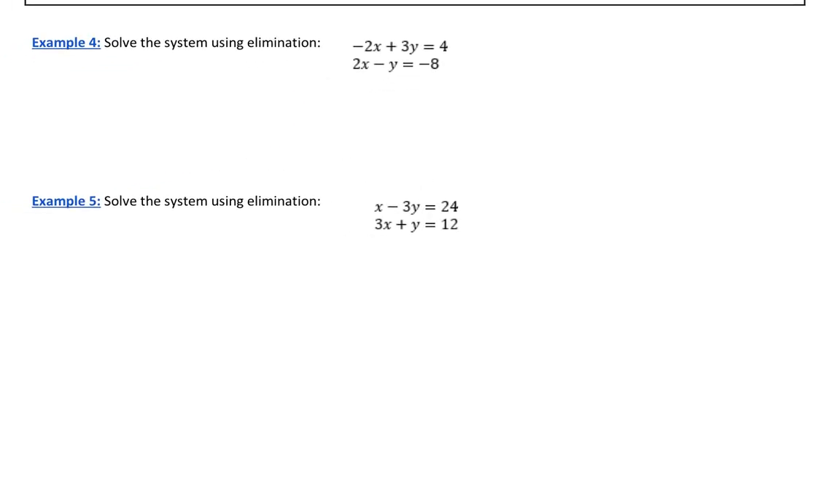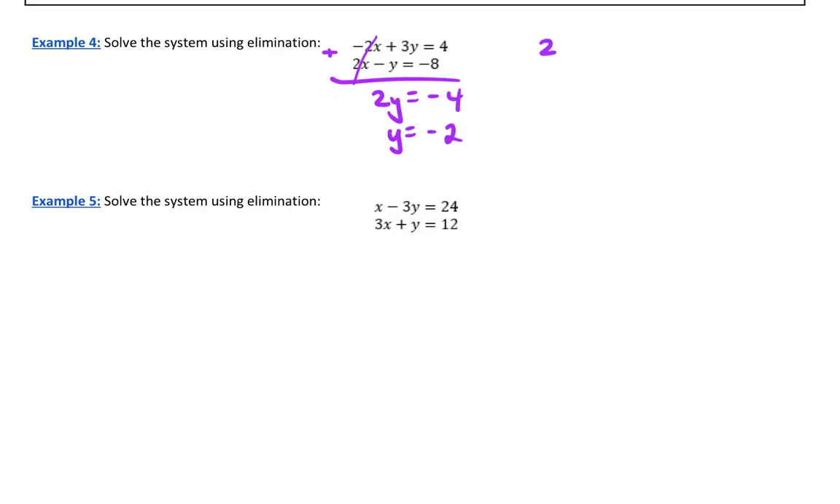So elimination, we're trying to eliminate one of the variables by adding or subtracting the equations. All right, so this first one here, the first thing I'm going to do is get rid of the x's because we have a negative 2x and we have a positive 2x. If we add these equations together, these cancel. So I have 3y plus a negative y is 2y, and 4 plus a negative 8 is negative 4. So y is going to give us negative 2.